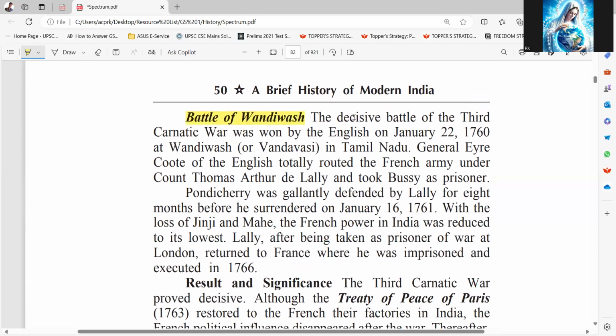Battle of Vandivash. The decisive battle of the Third Carnatic War was won by the English on January 22, 1760 at Vandivash or Vandavasi in Tamil Nadu. General Eyrecourt of the English totally routed the French army under Count Thomas Arthur Lally and took Bussy as prisoner.